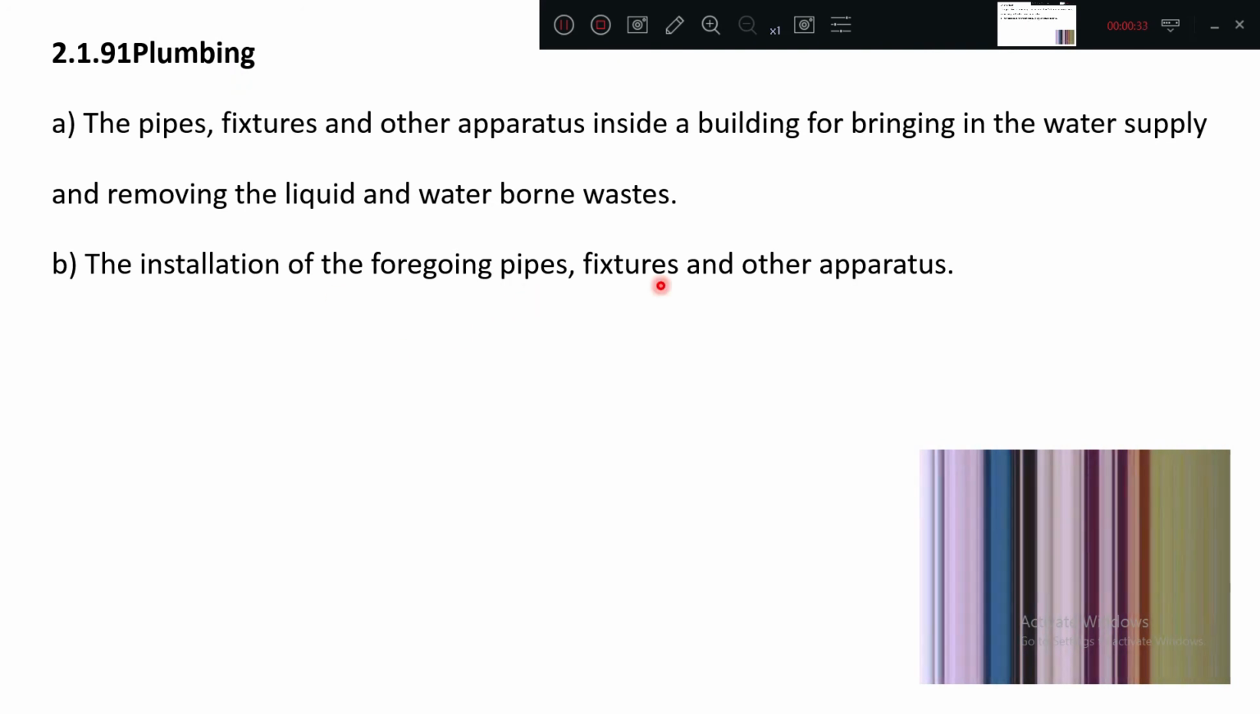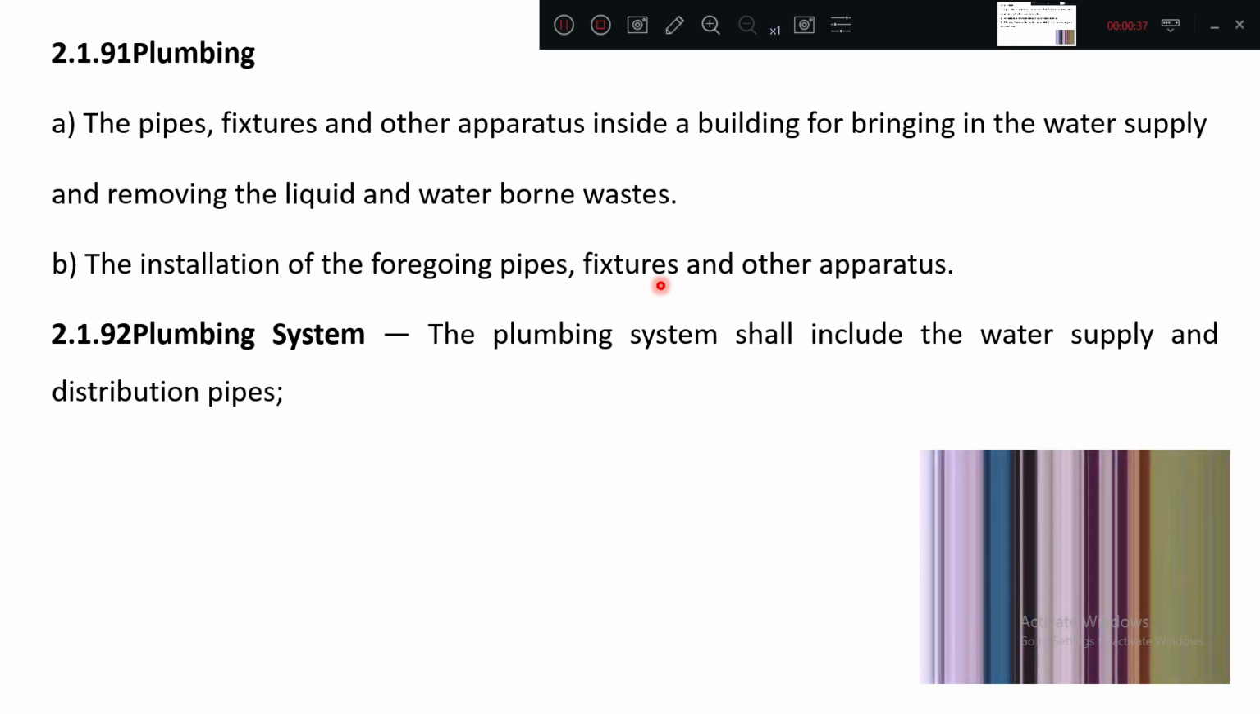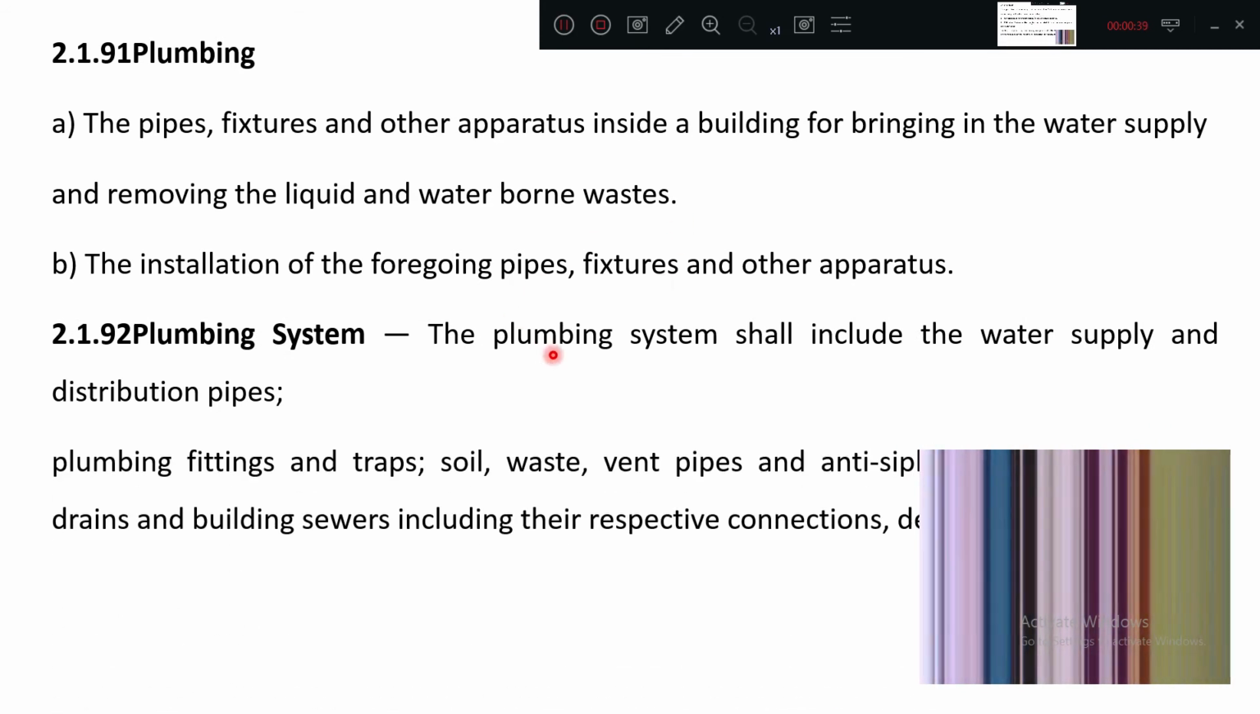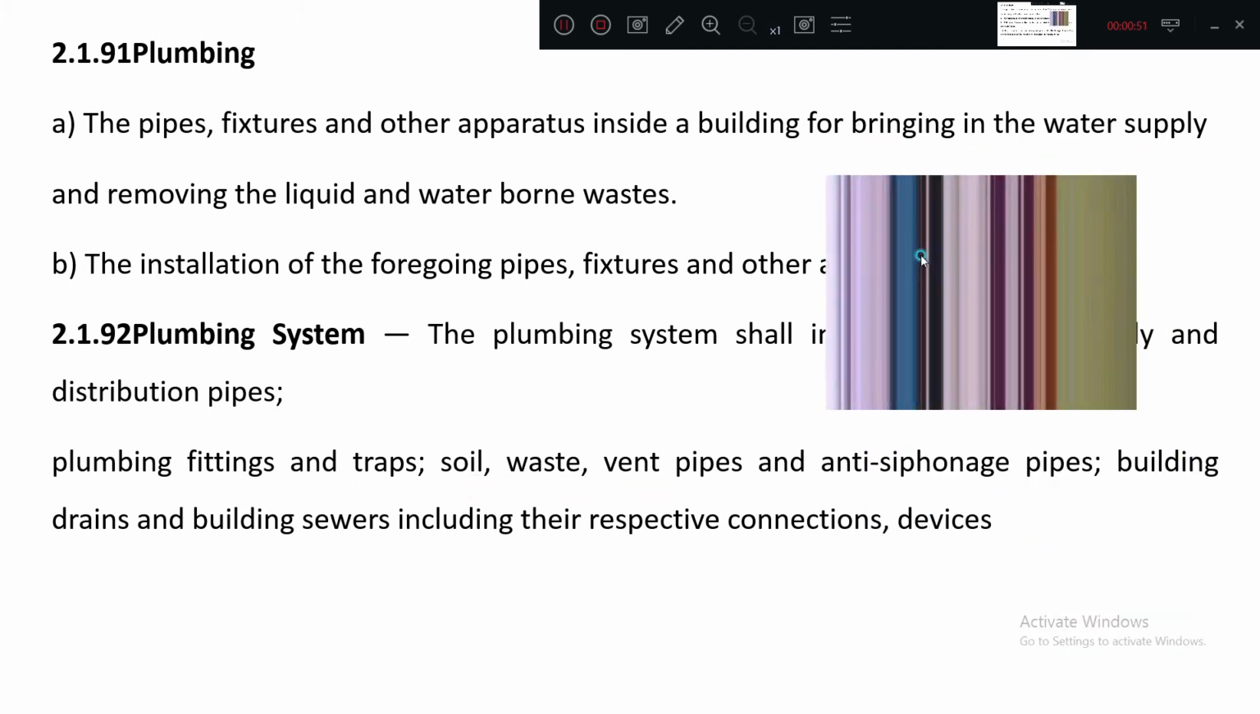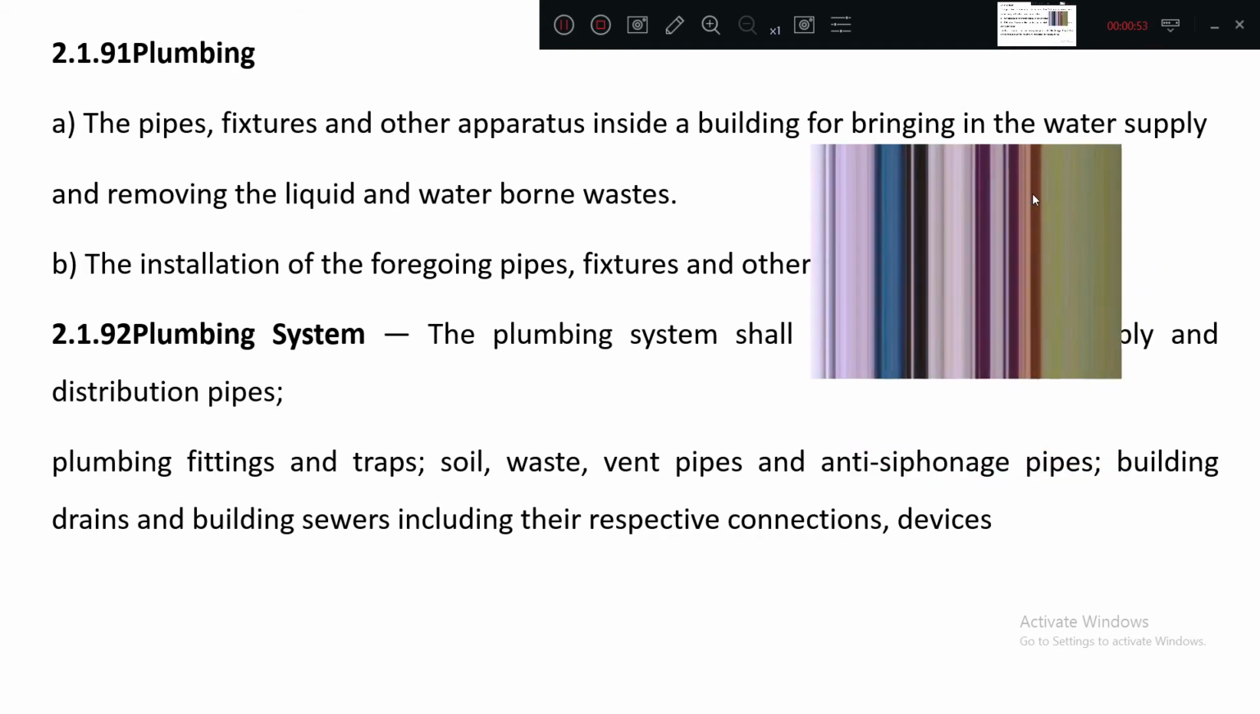Foregoing pipe fixture means what? Rainwater removal. So what is this plumbing system? It shall include water supply and distribution pipes, plumbing fittings, traps, soil, waste, vent pipes, anti-siphonage pipes, building drains, building sewers, including their respective connection devices. All are coming under the plumbing system.